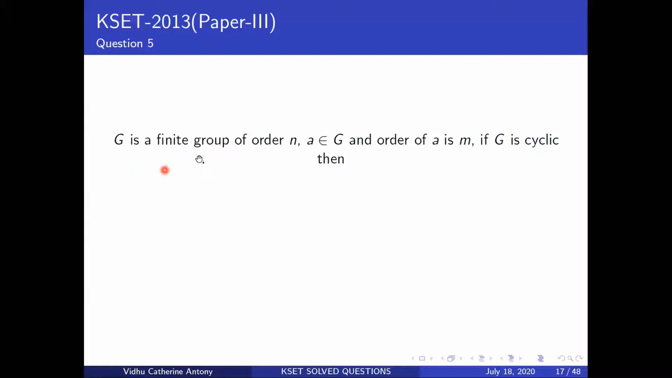So G is a finite group of order n, where A belongs to G and order of A is M. If G is a cyclic group, then M is equal to N, M is equal to 0, M is greater than N, and M is less than N.